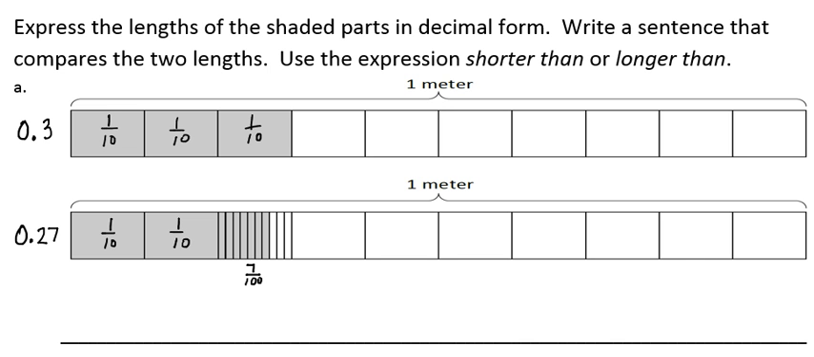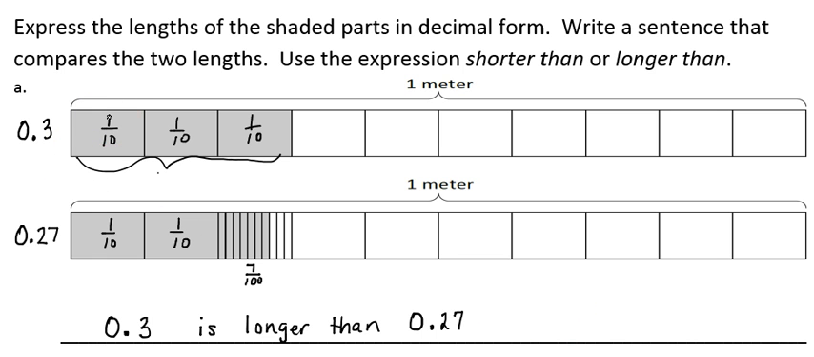Now we have to write a statement comparing the two decimals. Well, you can see that the 3/10 takes up more of the tape diagram than the 27/100, or 2/10 and 7/100. So we'll say that 3/10 is longer than 27/100.